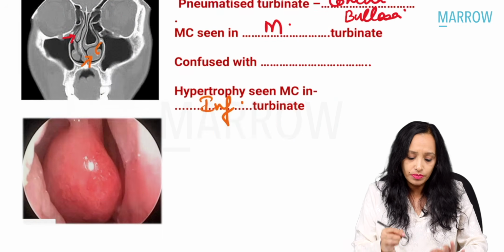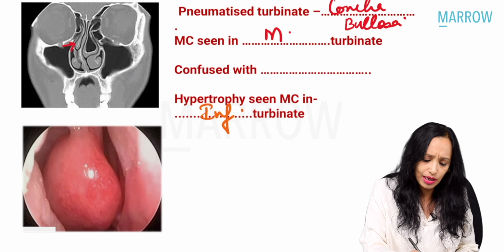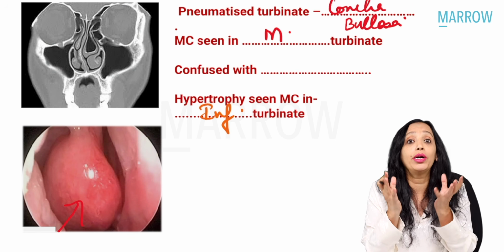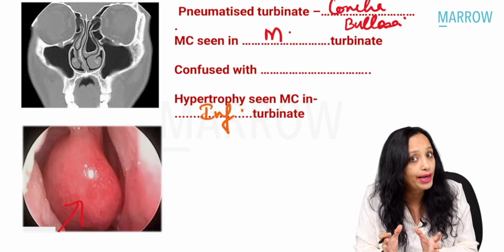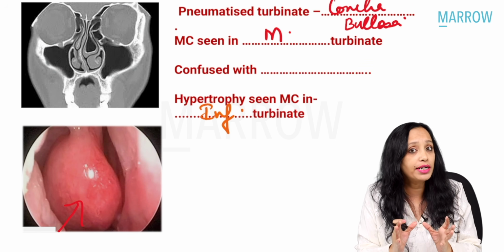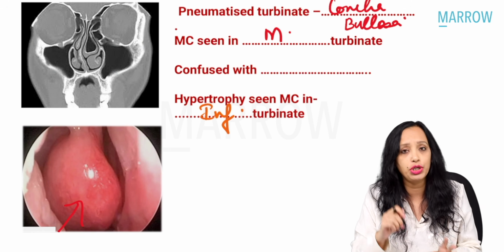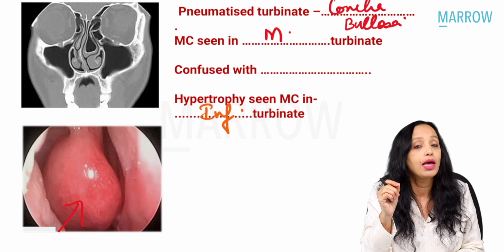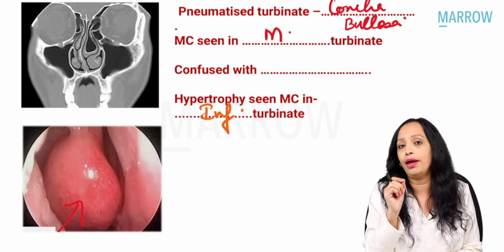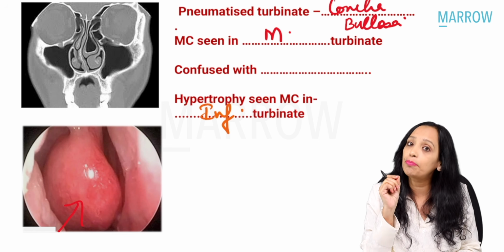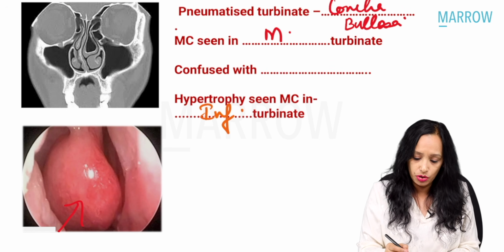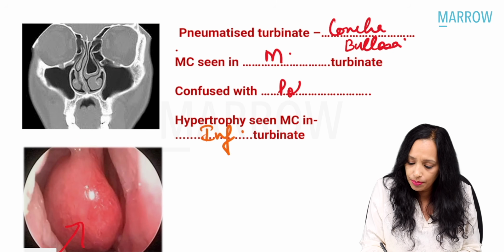So now, how will a concha bullosa look? A pneumatized turbinate appears very huge, polypoidal. It is confused with a polyp. And how do you differentiate it? That is by a probe test. You can pass a probe all around the polyp, and when you probe the polyp, it does not bleed and does not pain. Whereas a turbinate will bleed, it will pain. So it is confused with a polyp.